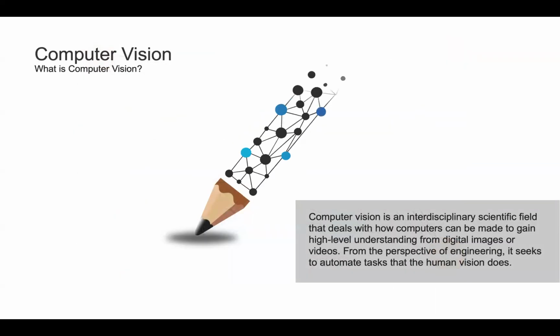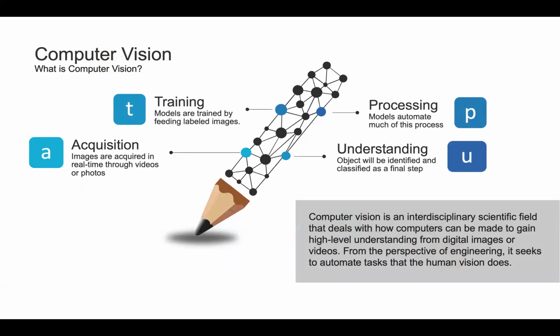And then we'll see what computer vision is. Computer vision is a scientific field that deals with how computers can understand digital images or videos. From an engineering perspective, it helps computers automate the tasks that human vision does. In computer vision, you have to do acquisition. Acquisition is nothing but collecting the data. This data can be an image, a video, a series of images, whatever.